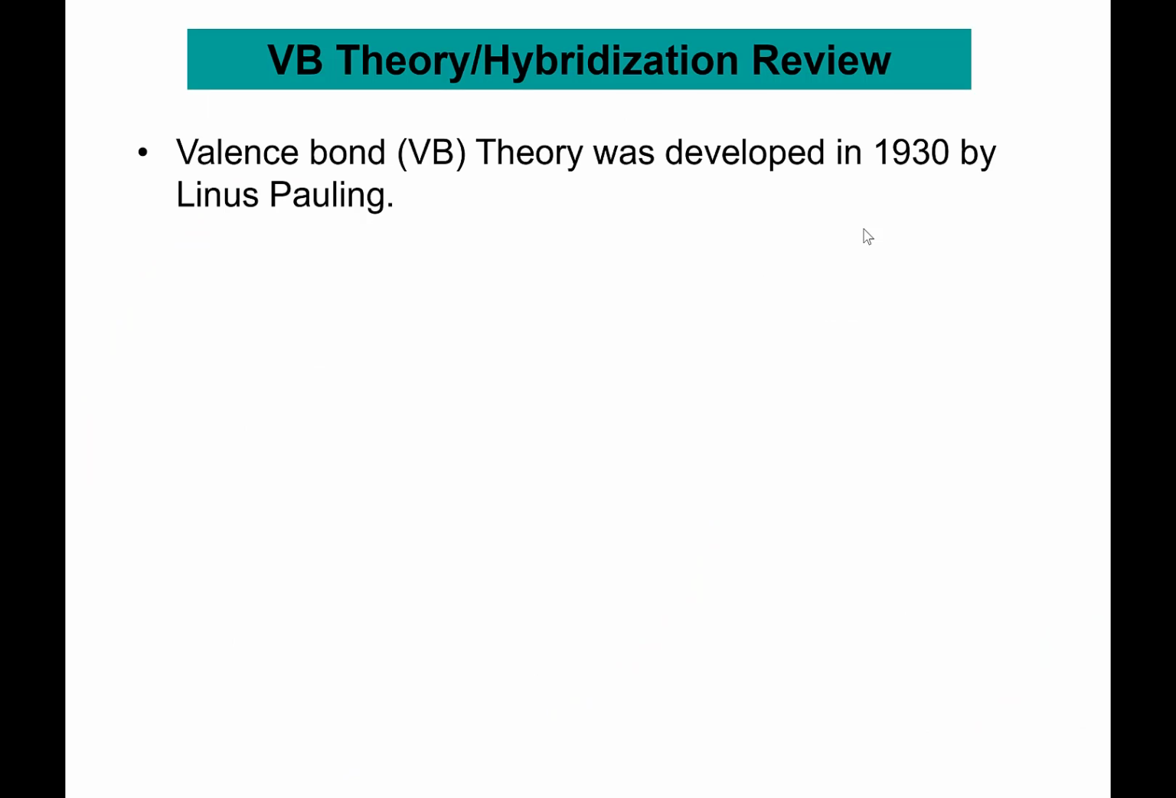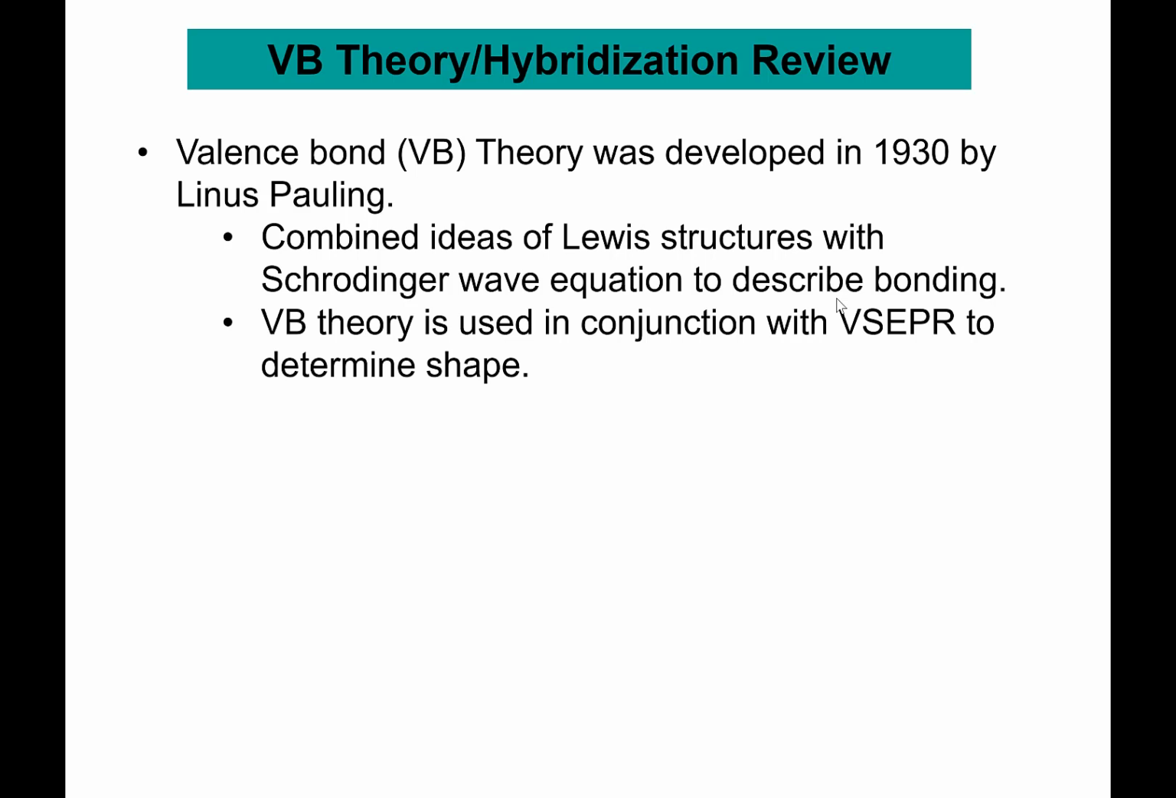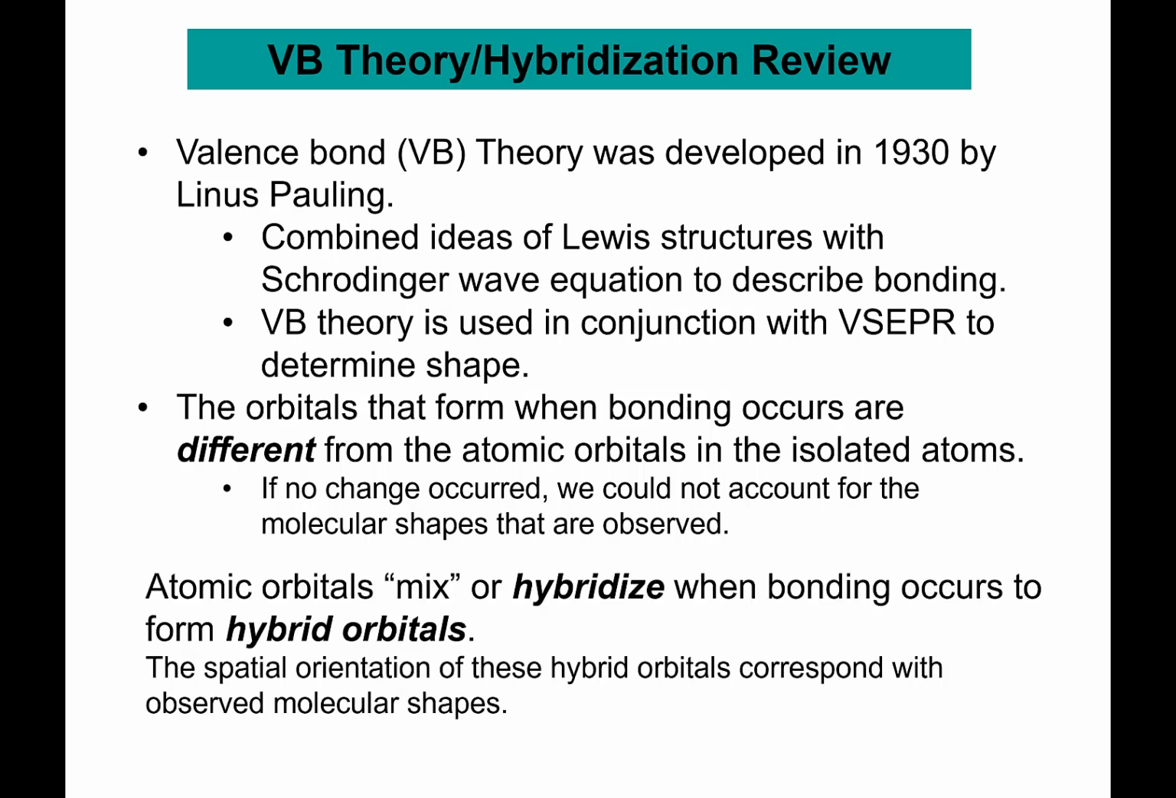Just to remind you about valence bond theory, it was developed in 1930 by Linus Pauling, and it combined ideas of Lewis dot structures with the Schrödinger wave equation to describe bonding. Valence bond theory was used in conjunction with VSEPR to determine shape, and the orbitals that form when bonding occurs are different from the atomic orbitals in the isolated atoms. These were called our hybrid orbitals.